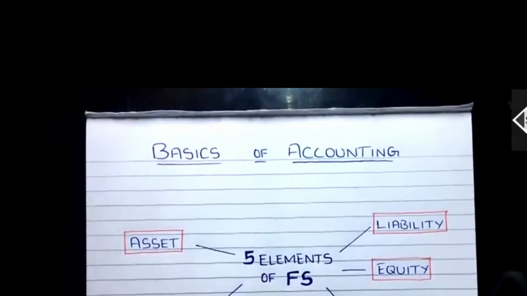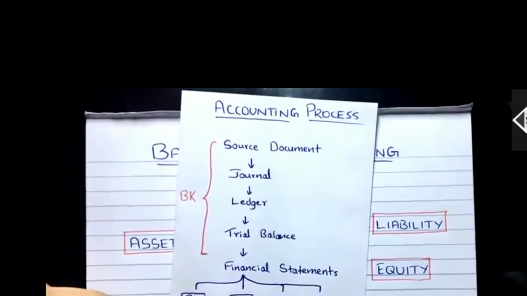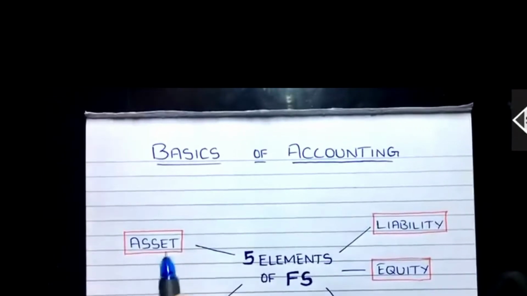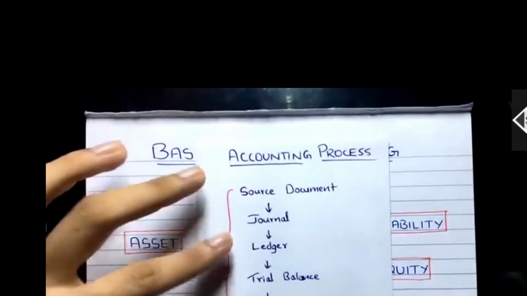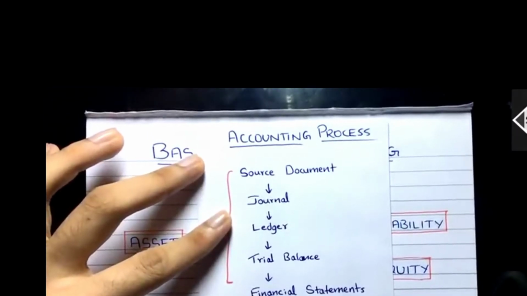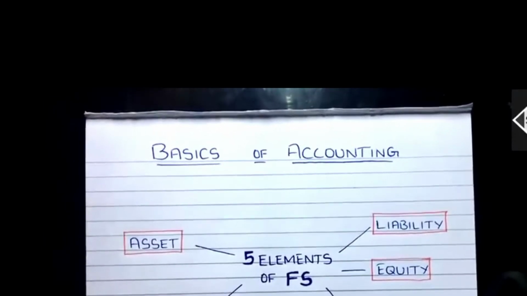Why? Because they are represented on the face of the financial statement. These 2 elements, expense and revenue, will be shown on the profit and loss statement, and these 3 elements, asset, liability and equity or capital, will be shown in the balance sheet. They go to the balance sheet and these 2 elements go to the profit and loss statement. So that is why they are also called the 5 elements of financial statement.